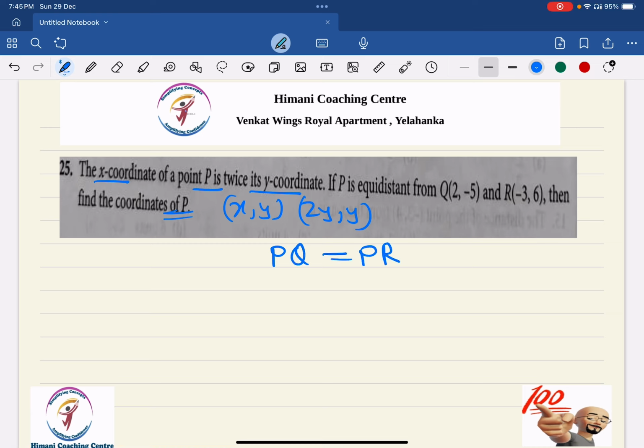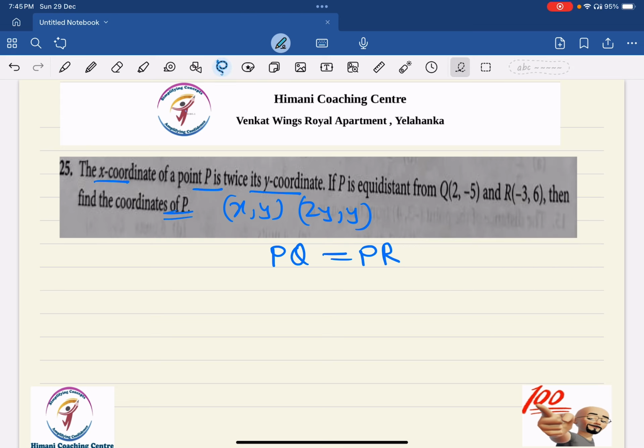Okay. Students, remember, P is equidistant does not mean P is midpoint. Most of the students make that mistake. Okay. P is not midpoint. It is like, let us say P is here, Q is here, and R is here. So we are just measuring this distance and this, and we are saying these distances are equal. That's the meaning of equidistant.